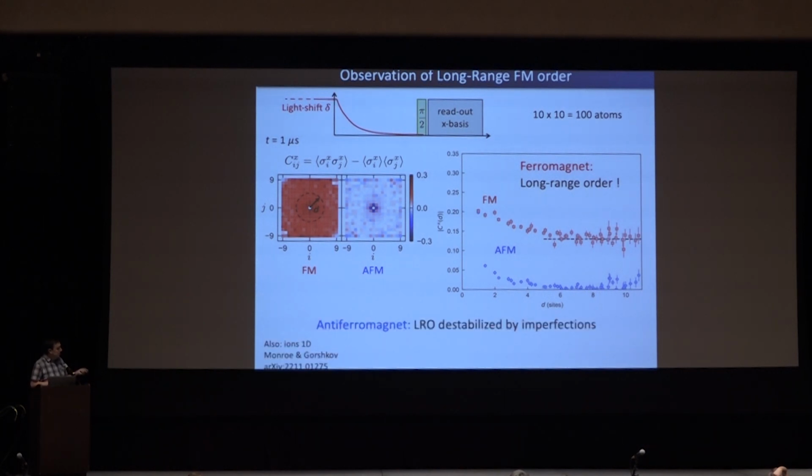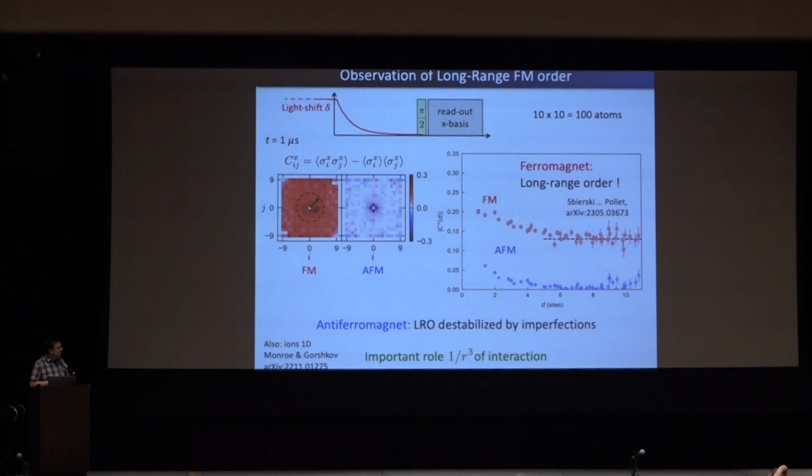And the antiferromagnet is destabilized by imperfections in our system. Okay? And this points out the role of the tail of this dipolar interaction in the preparation of the ferromagnet and the antiferromagnet. I also want to mention that after we published these results, there has been some controversy saying that probably this is not an equilibrium situation, but nonetheless it's very interesting, because this means that the things that we are doing in the lab are of interest for many other groups.